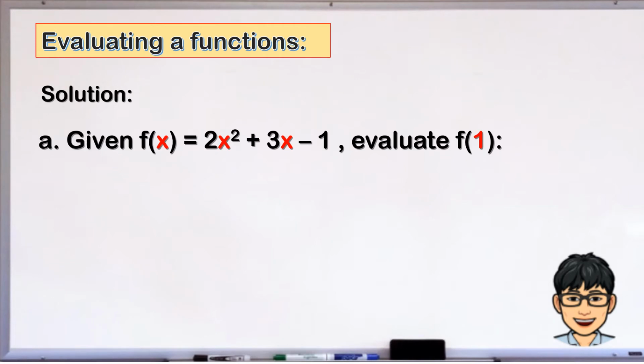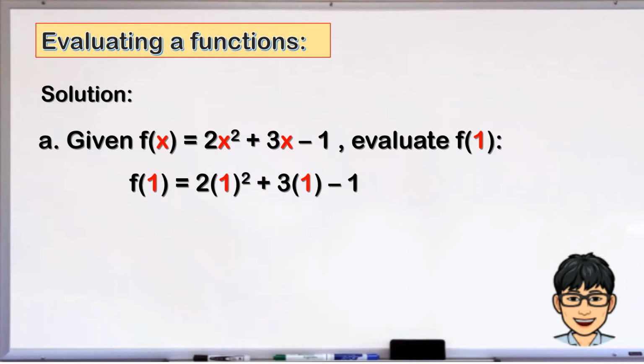For A, given f of x equals 2x squared plus 3x minus 1, evaluate f of 1. Palitan natin lahat ng x sa f of x by 1. So we have f of 1 equals 2 times the quantity of 1 squared plus 3 times 1 minus 1.